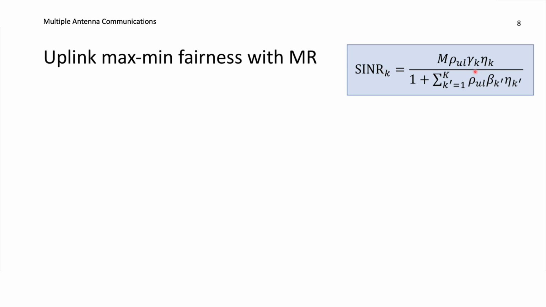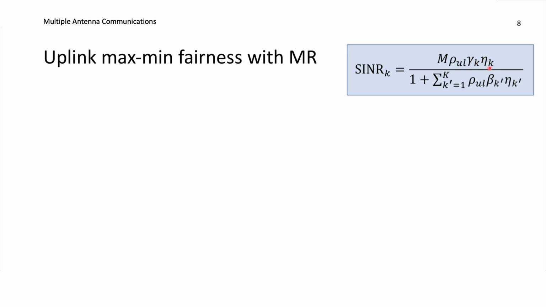So this number here will be the same for every user. So what differentiates the SINR that different users can achieve is what's going on in the numerator here. Different users will have different values of gamma k. M is the same, rho uplink is the same if every user device has the same maximum power, but gamma k is different, and we can compensate for that difference by letting eta k be different, so that these two values, gamma k times eta k, become the same for every user.